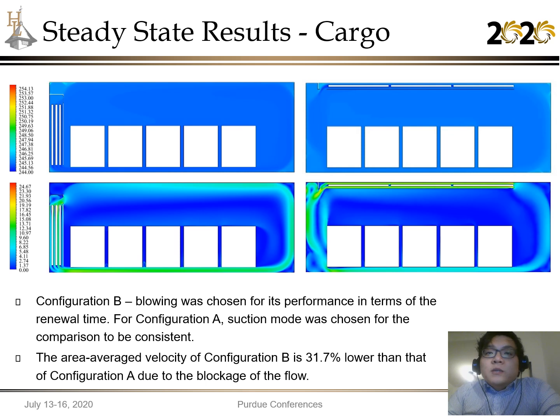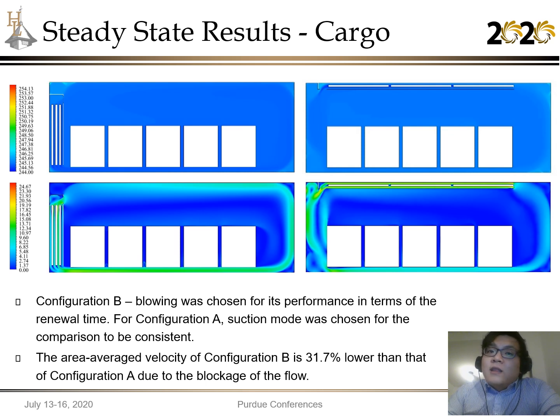So the same transient simulations were repeated with the presence of cargo, which is frozen meat. For the transient simulation with cargo, configuration B blowing mode was chosen for its best performance in terms of renewal time without cargo. For configuration A, suction mode was chosen for the comparison to be consistent with the direction of the rotation of the flow inside the trailer before the door opening, both of them being counterclockwise flow inside the trailer. One noticeable thing about the steady state result is that for configuration B, the area average velocity is 31.7% lower than that of configuration A due to the blockage of the flow by the presence of the cargo at the back of the trailer.